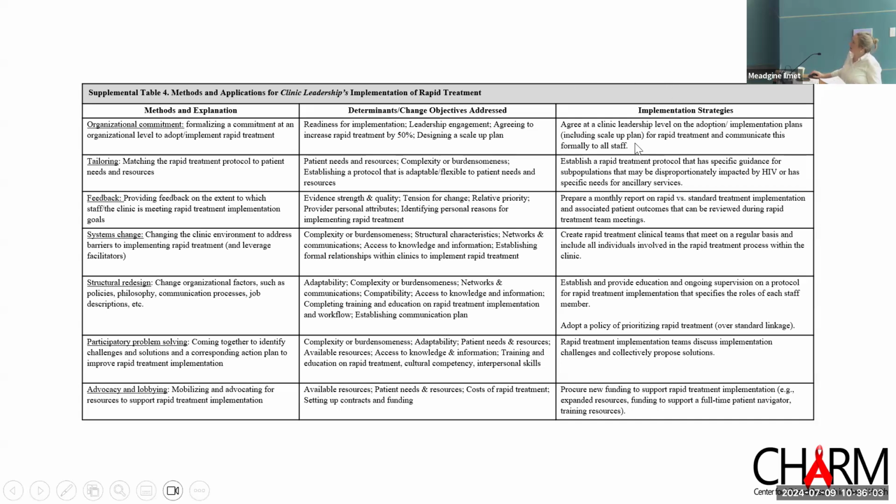In this case, it was already a little bit more clear, but in some cases it's not as clear. So I further operationalized it as: agree at a clinic leadership level on the adoption and implementation plans, including a scale-up plan for rapid treatment, and communicate this formally to all staff. That's much more specific than just make an organizational commitment. For everything that you identify, you're going to go through that process and think, okay, what's the method and why am I choosing it? And then what would it actually look like in this particular context? And that is it for task 3. So it's a nice, friendly task, in my opinion.